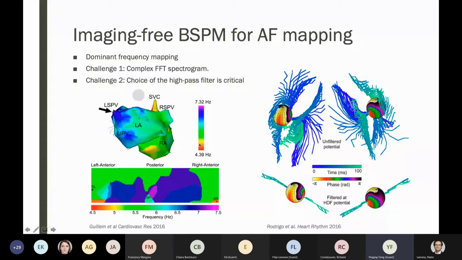It also needs a very careful choice of the high-pass filter, because if you don't filter it following the filament of rotors, it can wander around. Whereas if you filter it correctly, or assumed to be correctly, it will provide a nice filament location.